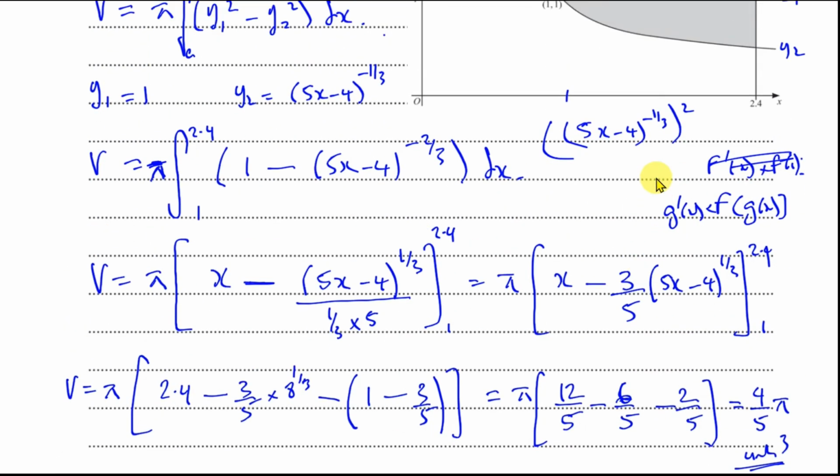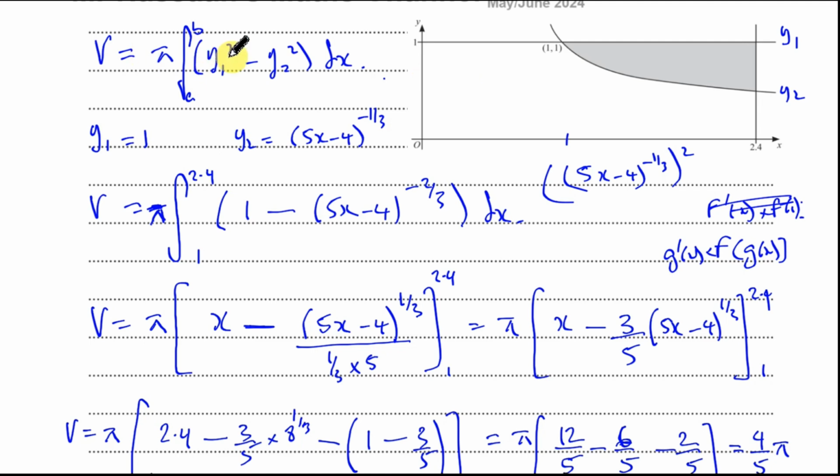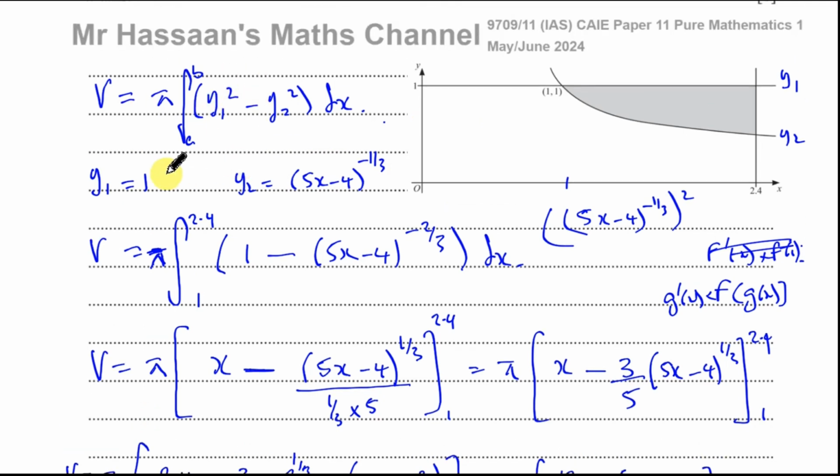Now, I've given you a way using this formula for the general type of problem when you have to find the volume of revolution formed when you take the area between two different functions and you rotate that area around the x-axis. If it was the y-axis, it would be the same thing, except it would be pi times x1 squared minus x2 squared dy. You'd have to make the equation in terms of x and then do it.